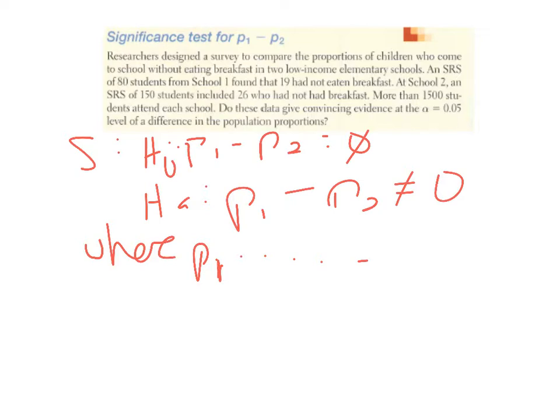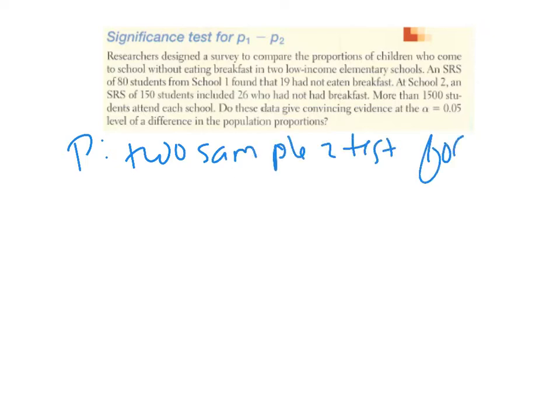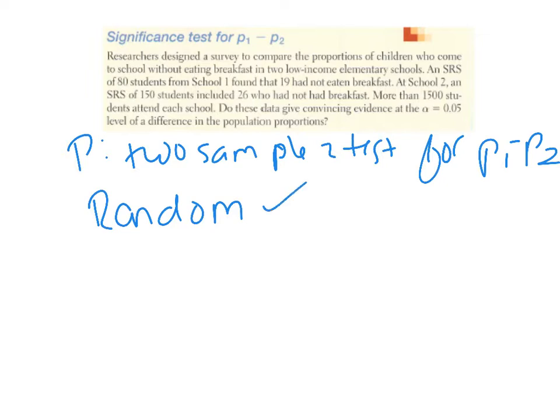My planning part, step 2: I need to make sure I identify my method. My method is a 2-sample z-test for P1 minus P2, if my conditions are met. I've got the same conditions I've had. Random: I need to make sure that both samples are random or from a randomized experiment. Both of them are from an SRS.